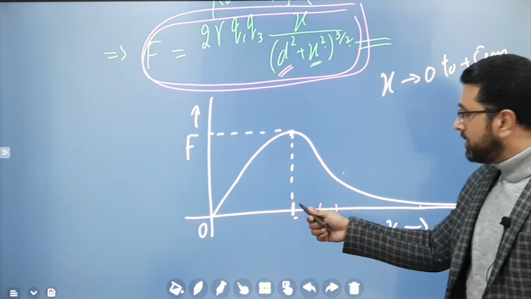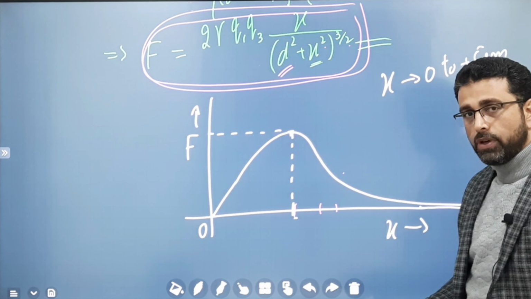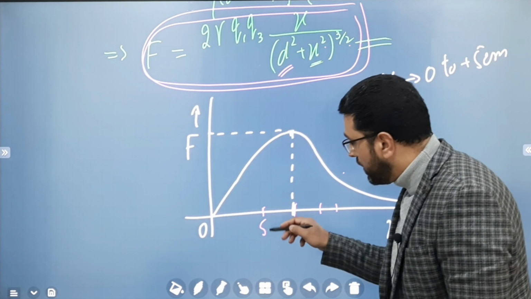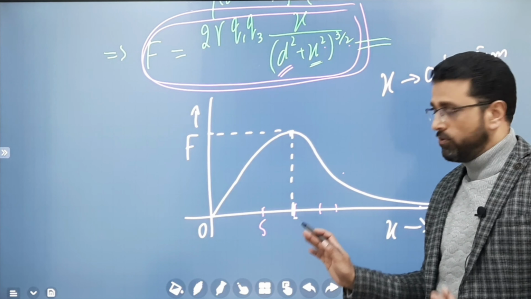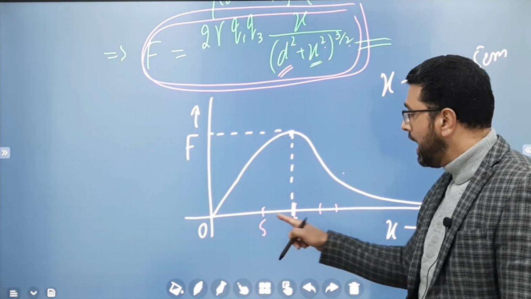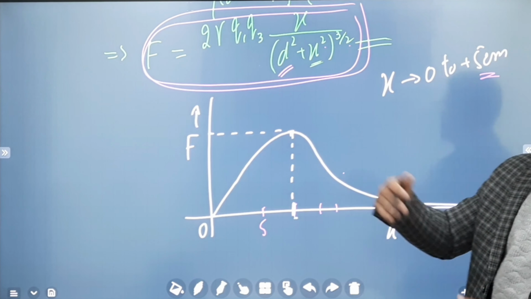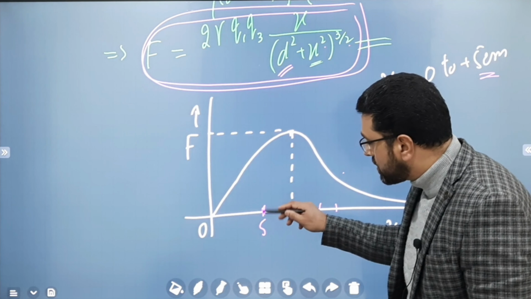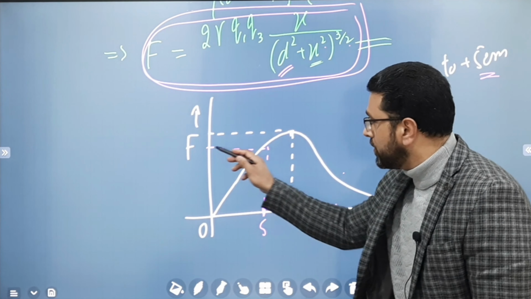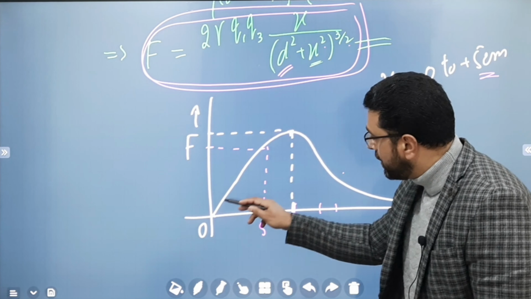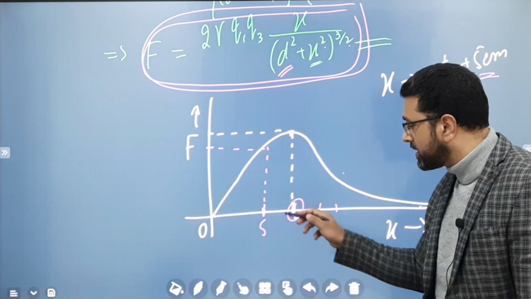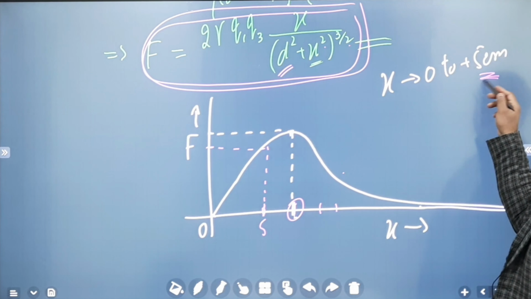But if this value is greater than 5, meaning 5 is somewhere here, we don't know yet where 5 is. I'm just considering if the point where force is maximum happens to be greater than 5, that means beyond our range, then force will be maximum at that 5 centimeters. Because from 0 to 5 it is continuously increasing then. So if this point is greater than 5, then force is maximum at 5.